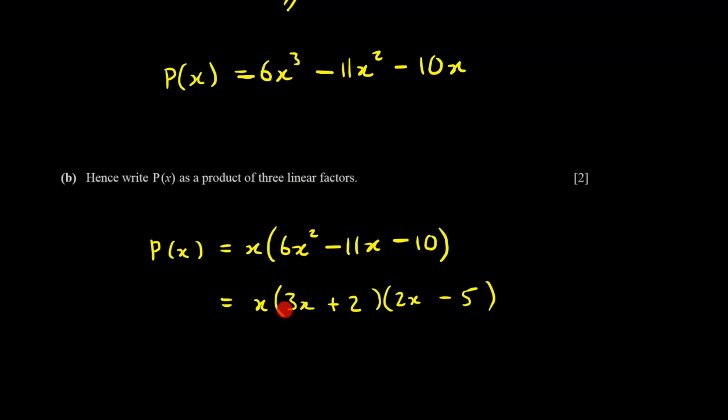because we'll have 3x times negative 5, which is negative 15x, plus 2 times 2x, which is plus 4x, and negative 15x plus 4x is negative 11x. So that should be our answer. x times (3x plus 2) times (2x minus 5).